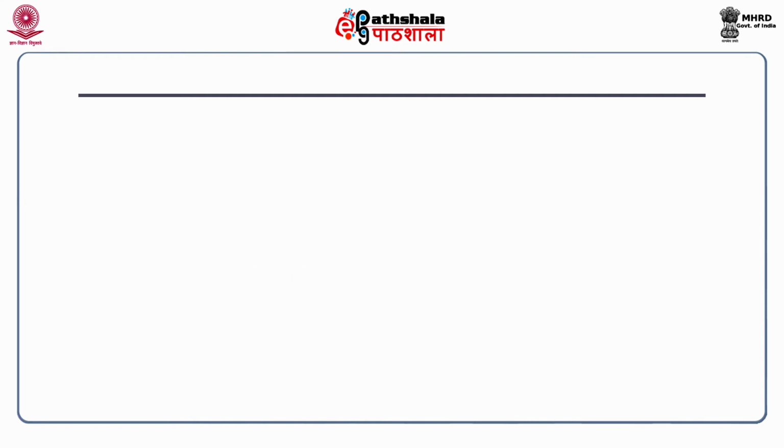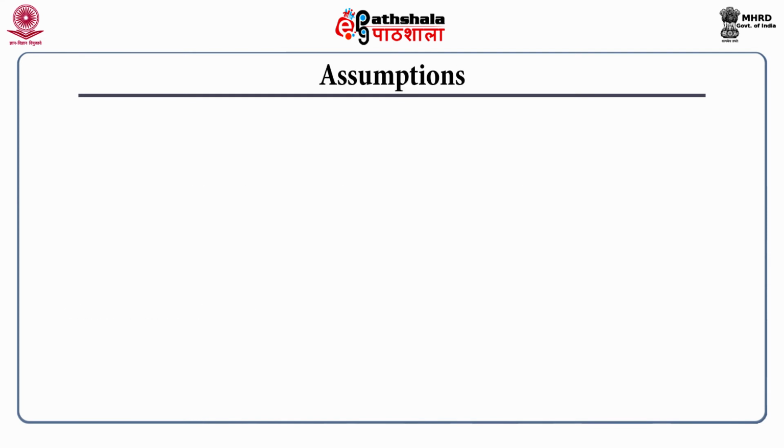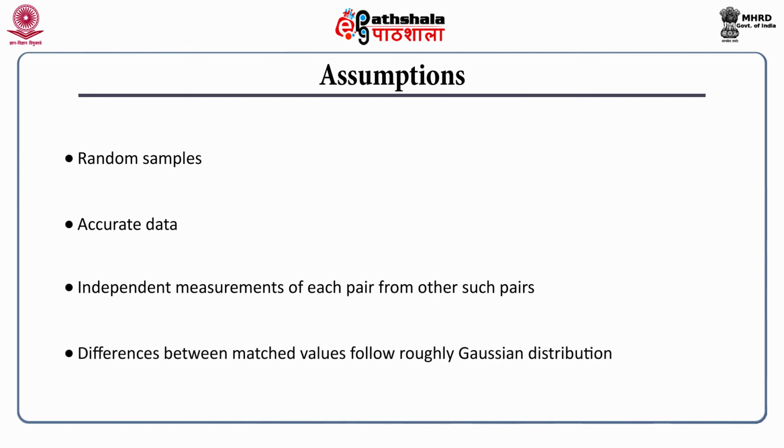There is yet another t-test, which is called the paired t-test, which is commonly used for before and after analysis, or pairwise control versus treated analysis, also for matched groups. Assumptions for the paired t-test are: random sample, accurate data, and independent measurements for each pair from other such pairs. Differences between the matched values follow a roughly Gaussian distribution. Remember, the values need not be Gaussian, but we are looking only at the difference between the two group values, so only the differences have to follow the Gaussian distribution. Also remember, for the paired t-test there is no assumption of homoscedasticity, so variances need not be equal for performing this particular t-test.